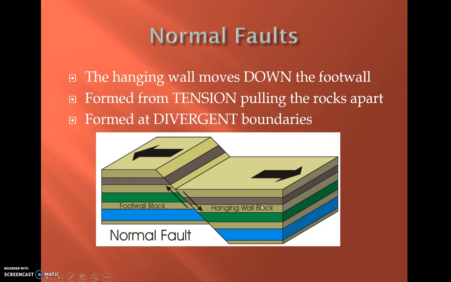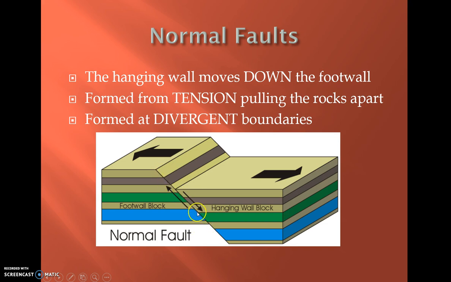But in the case of a normal fault, you see the black arrows. You have tension pulling those plates apart. So because tension's pulling them apart, it allows the hanging wall to slide down the footwall. So the hanging wall goes down, the footwall will either stay in place or go up. And so this is the shape that you end up getting.